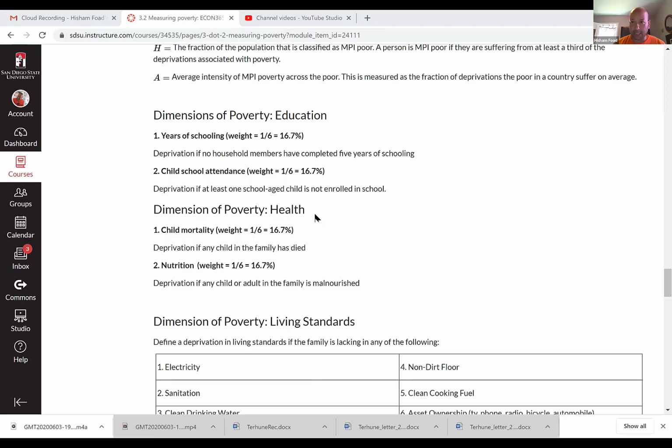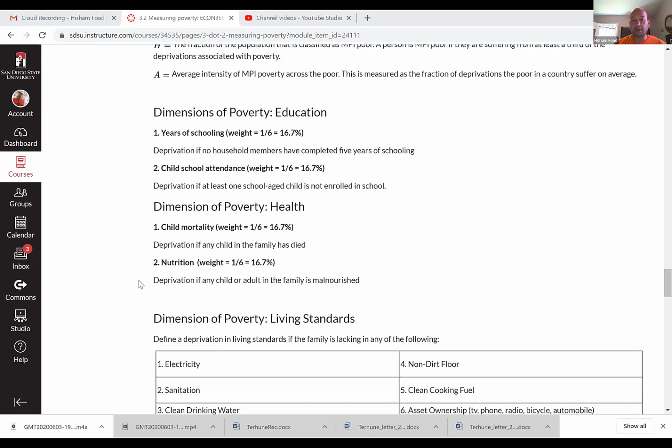The second classification is health. And the two deprivations here are child mortality, which is a deprivation if any child in your household has died, and nutrition, which is if anybody in your household, child or adult, is suffering from malnutrition. Each of these also has a score of 0.167. So if both of those are true for you, you get 0.167 plus 0.167. That automatically qualifies you as MPI poor. If you only have one of them, it's 0.167.